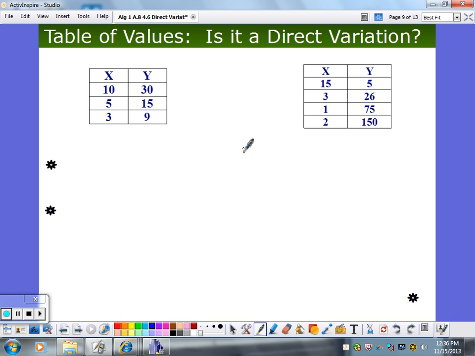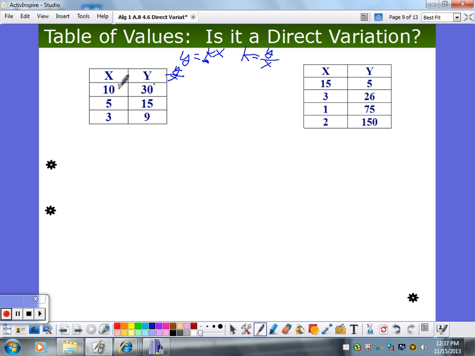Okay, so I've got tables now. These are tables of values, and I want to know if it's a direct variation. So a direct variation looks like this, right? K is the same for every xy pair in a direct variation. K is the same. So remind me how I find K. What was it again? So I find K for all of them. If I do y over x for every pair, to be a direct variation, what would have to be true about the K's that I find? They all have to be the same.